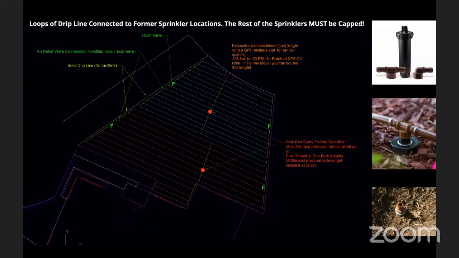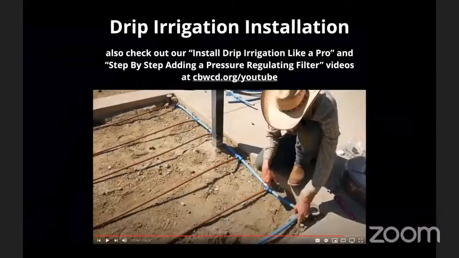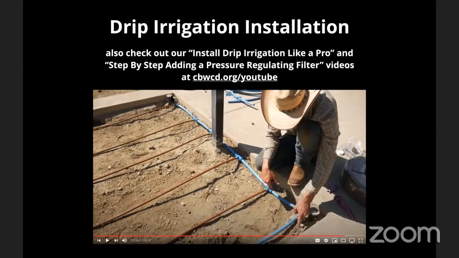And so that's all about the retrofit process and what you might do. Some of the information overlaps with today, but there's a lot of different stuff. And then we also have on our YouTube channel some supplemental videos. There is one called Install Drip Irrigation Like a Pro, where you follow me step by step as I do this conversion for a single landscape zone. And then there's another one that's step by step adding a pressure regulating filter at the valve. Those are available on our YouTube channel.